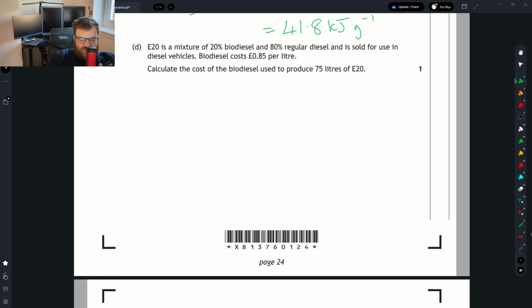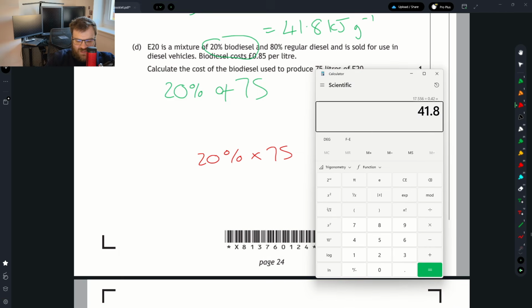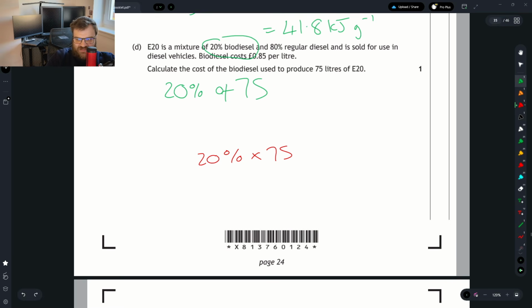Cost of biodiesel to produce 75 litres of that. So first thing I'd spot is that it's 20% biodiesel. If I work out 20% of 75, now on your calculator there will be the percentage button. If you do that times 75, it will give you the answer. In my calculator on my computer, it's just the more simplistic one. So 20% is 20 out of 100, percent out of 100, times 75 gets me 15 litres. So we are going to need 15 litres of biodiesel.